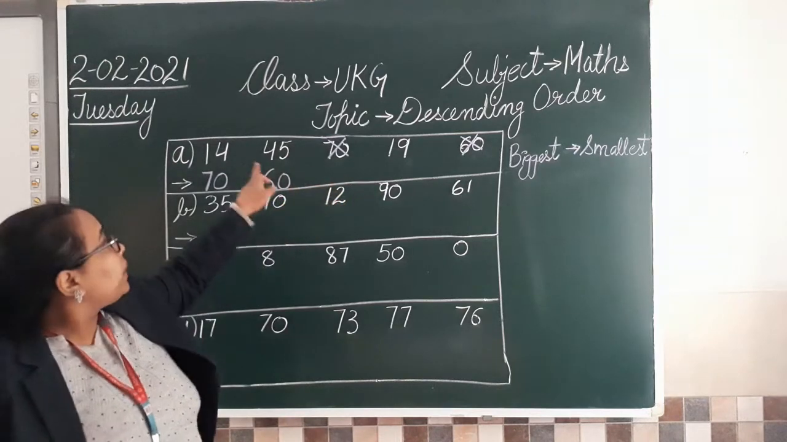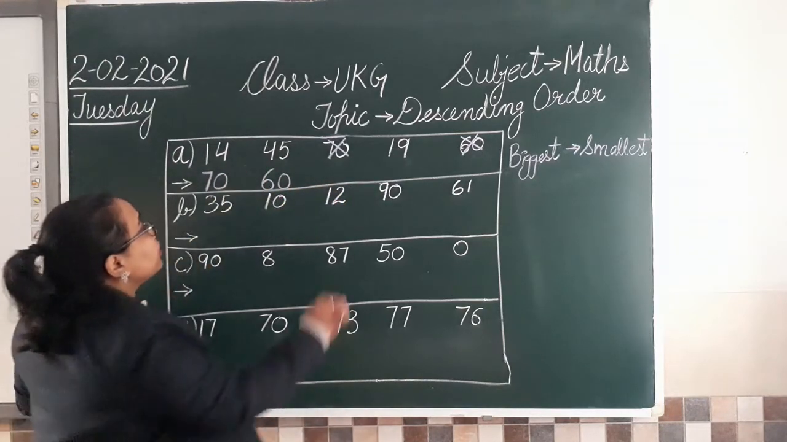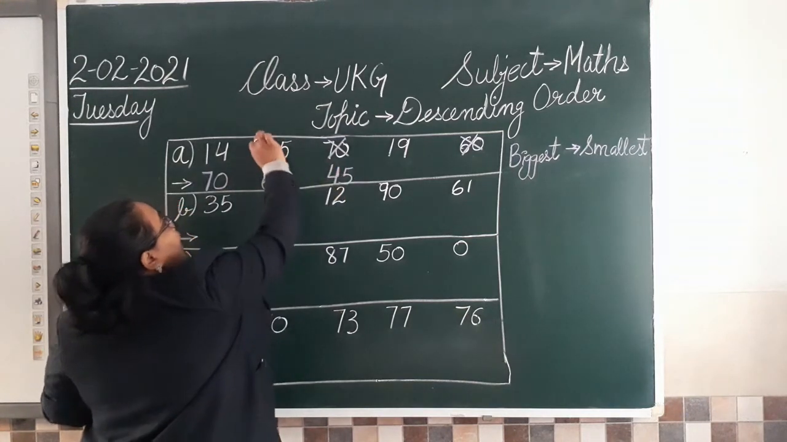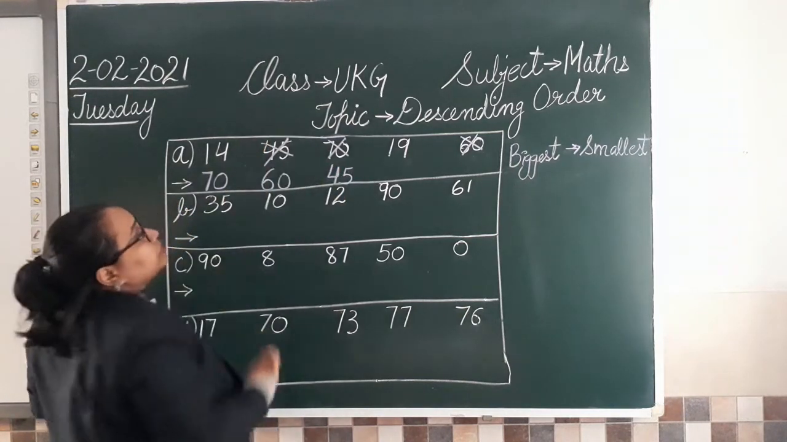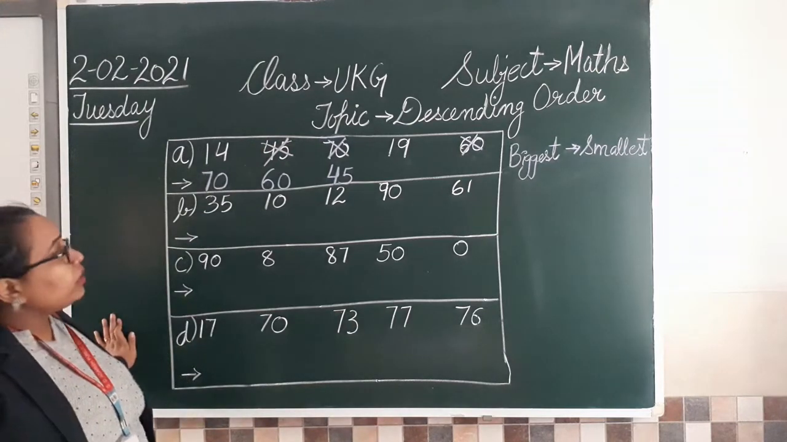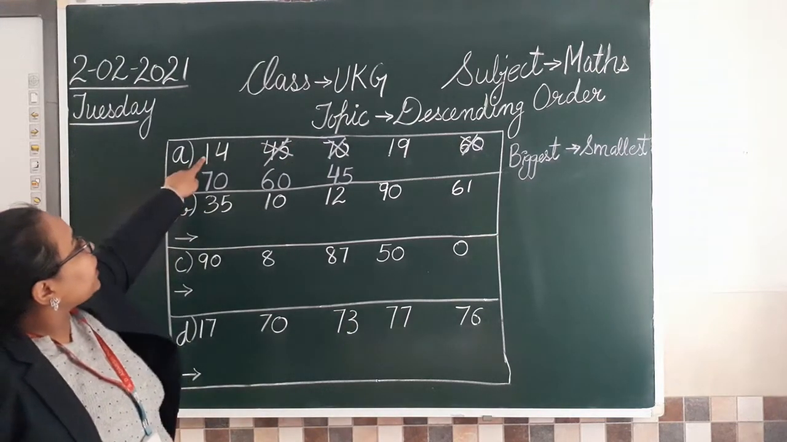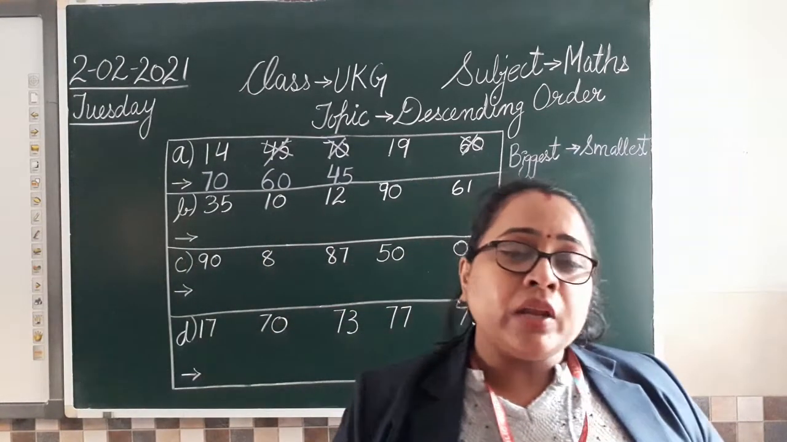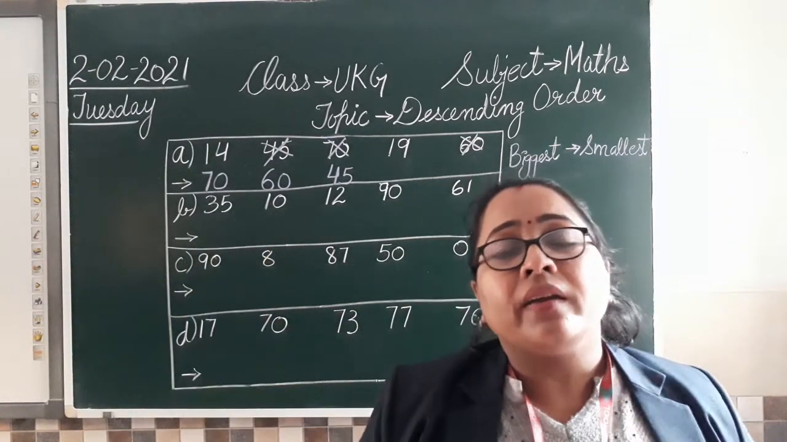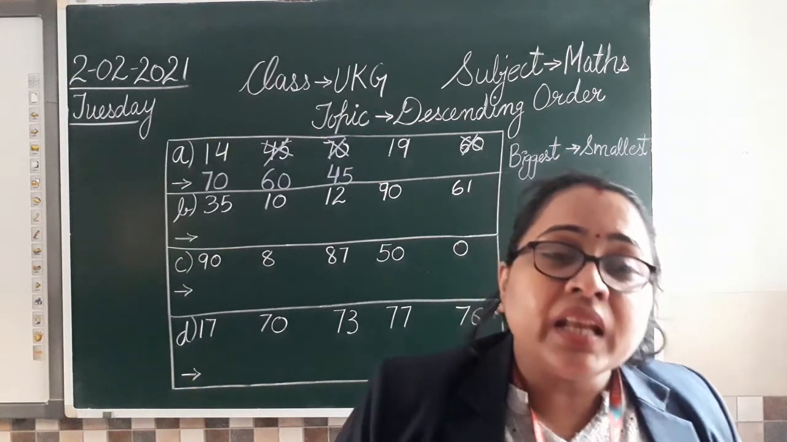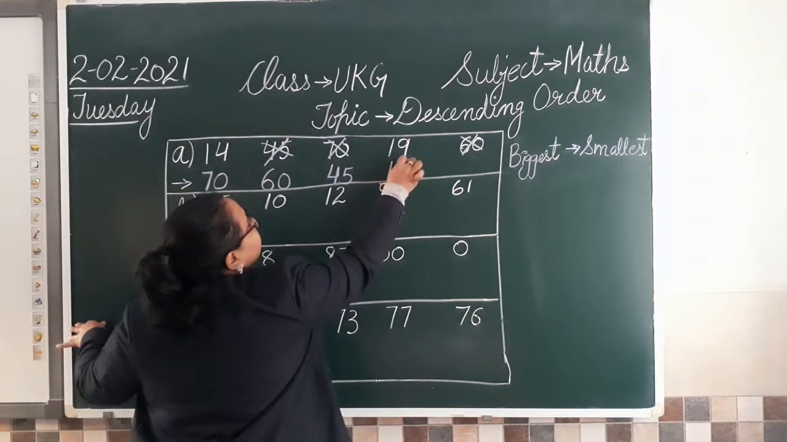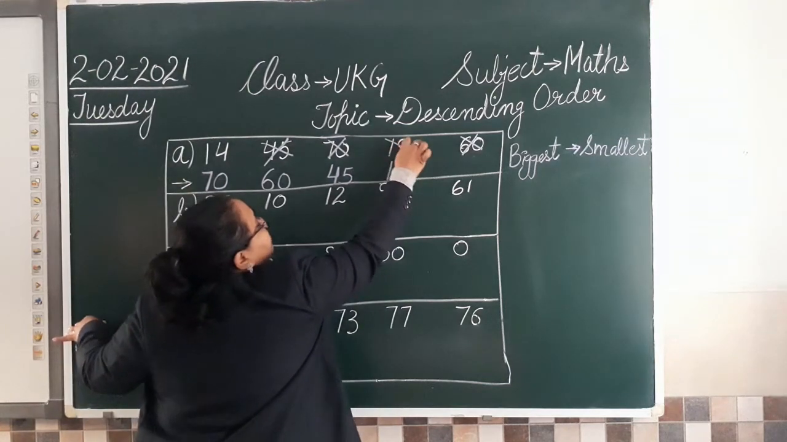So now 14, 45 and 19. So biggest will be 45. So let's copy that here and put a cross here. Understood? Now we have 14 and 19. So can you tell me 14 और 19 में big कौन सा है? 19 is big. So we are going to copy 19 here and cross it.